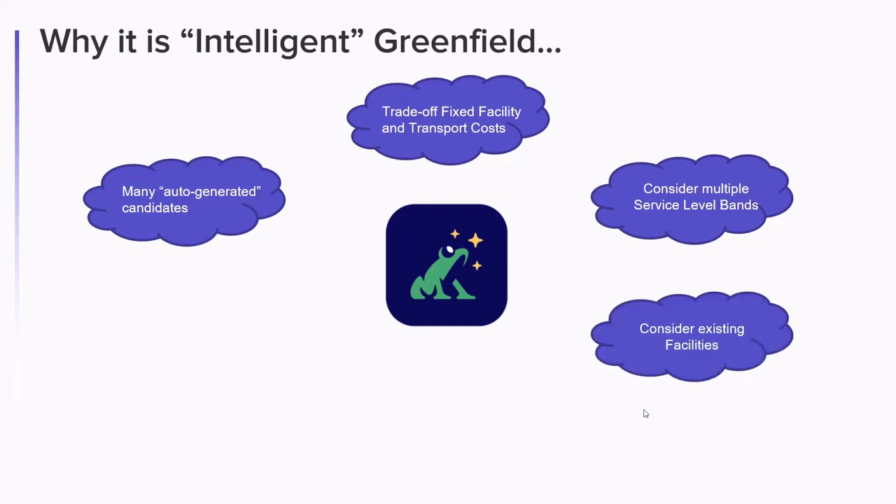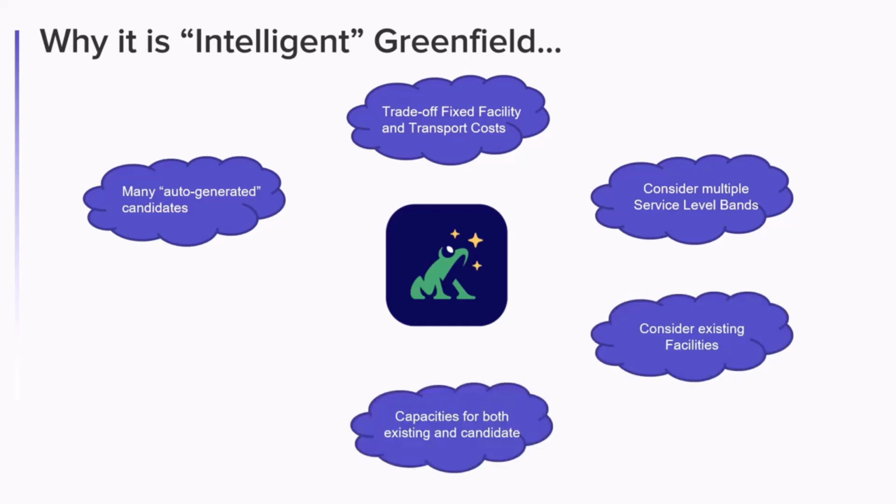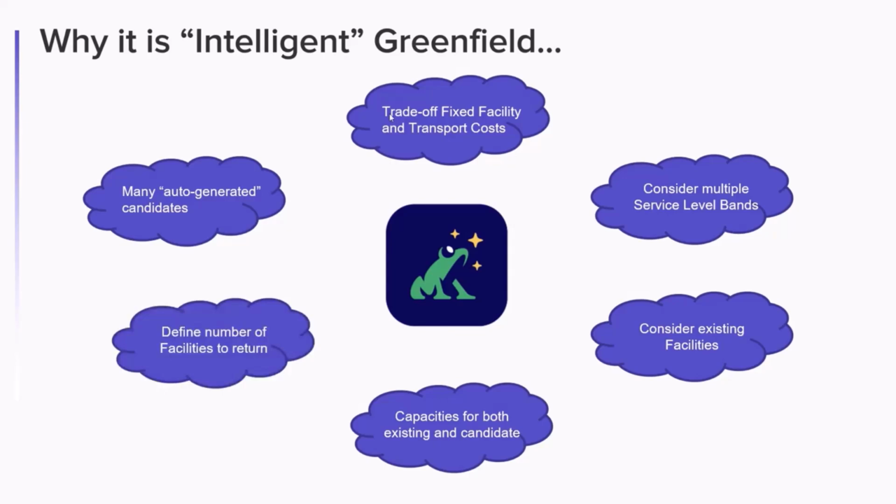We can, of course, consider existing facilities and existing infrastructure within the network, and also capacities for both existing infrastructure and for each of our candidates. And we can also define the number of facilities specifically that we want returned. And this allows us to understand the optimum, but then also understand specific number of facilities around that optimum.